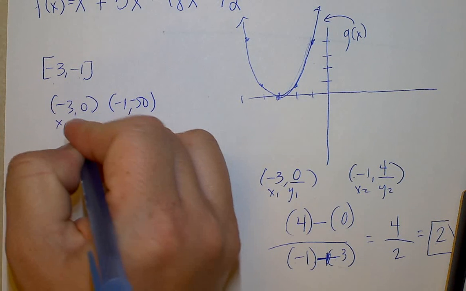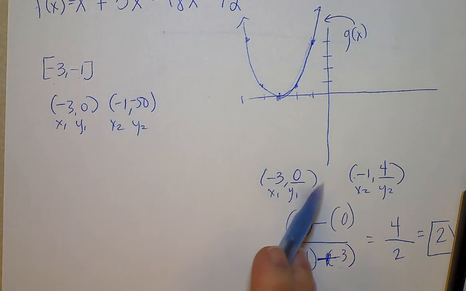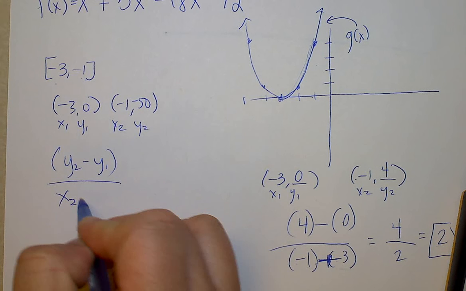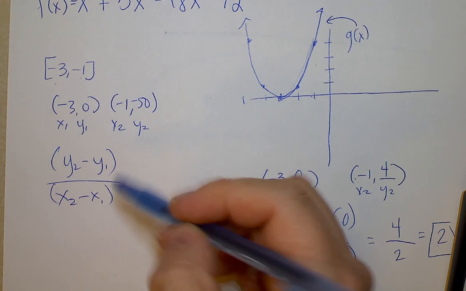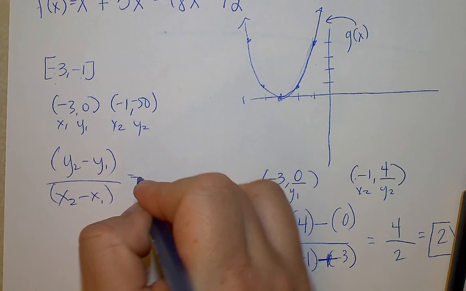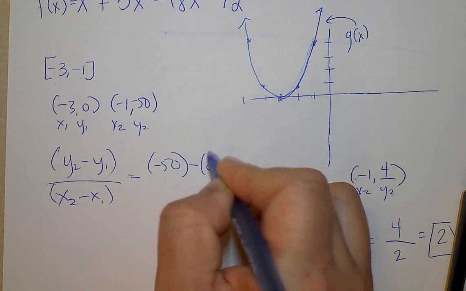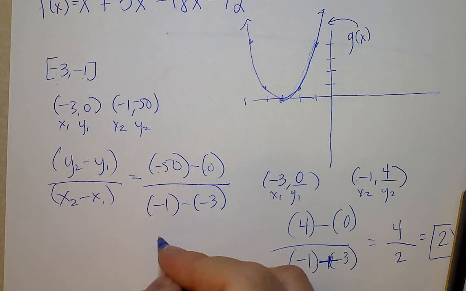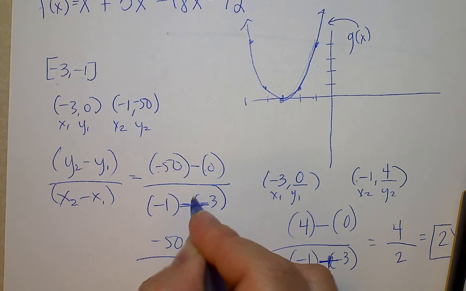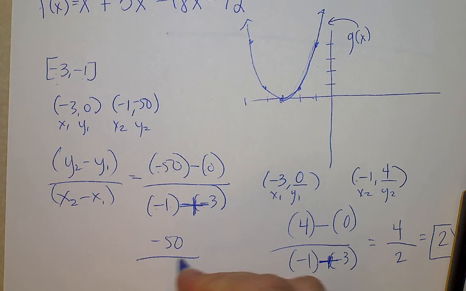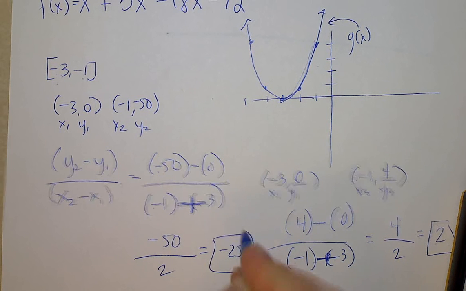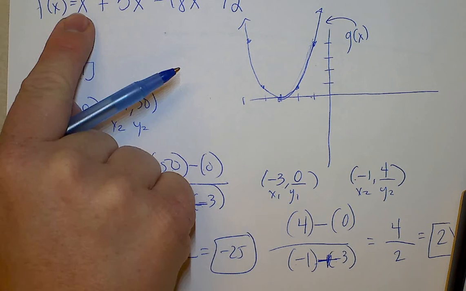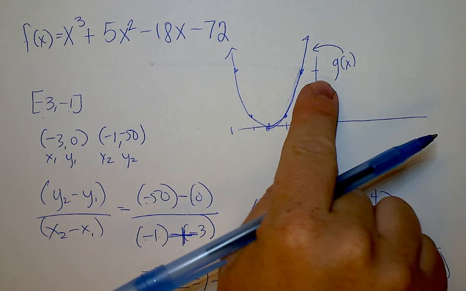x1, y1, x2, y2. So the same thing, we're going to go y sub 2 minus y sub 1 over x sub 2 minus x sub 1 to figure out the average rate of change on this particular interval. So -50 minus 0 over -1 minus -3. -50 minus 0 is -50. 2 negatives make a positive, and -1 plus 3 is 2. The average rate of change is -25. So the average rate of change is lower for f of x than it is for g of x.